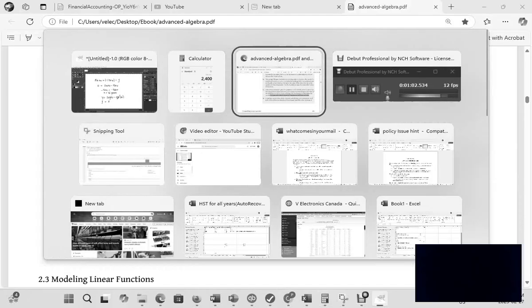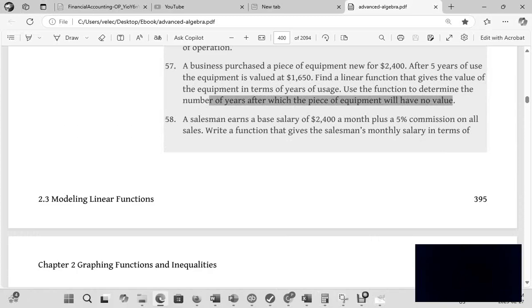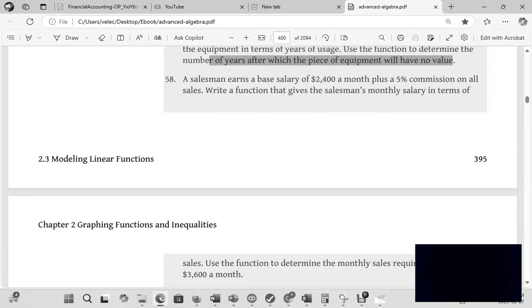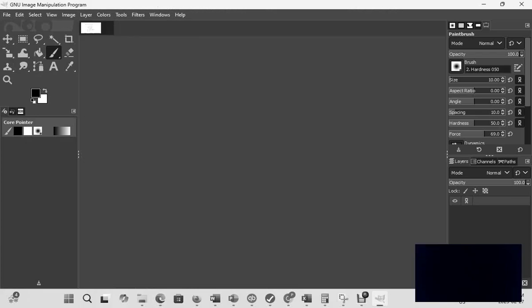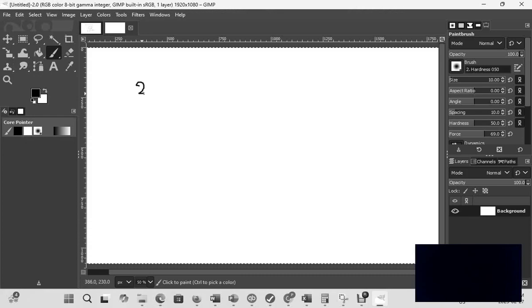Further down, you have a salesman earning a base salary of $2,400 a month plus a 5% commission on all sales. Write a function that gives a salesman's monthly salary in terms of sales. Use the function to figure out the monthly sales required to earn at least $3,600 a month. So you have a base salary of $2,400 over here. Base salary is $2,400.